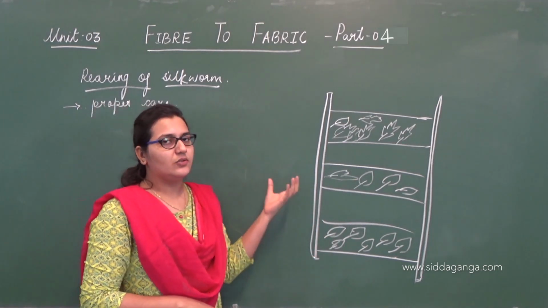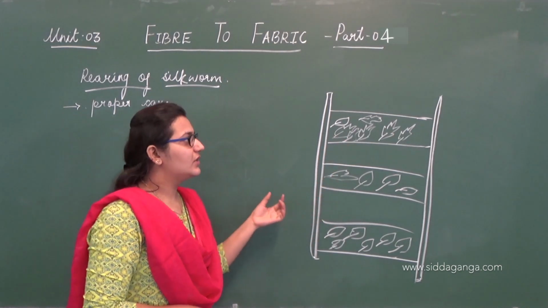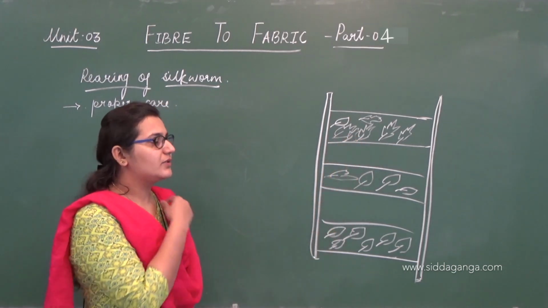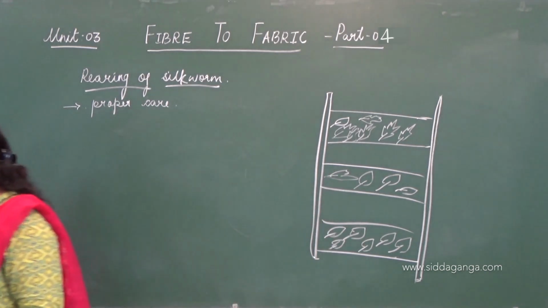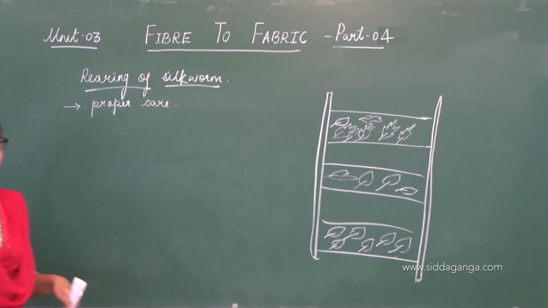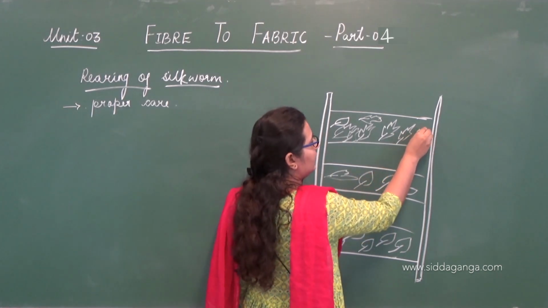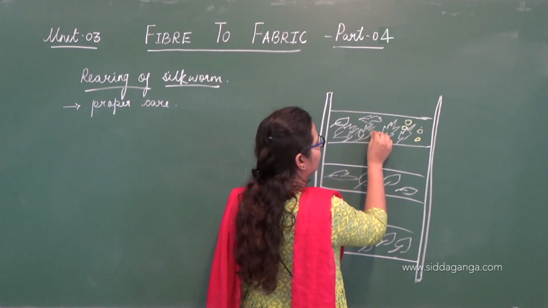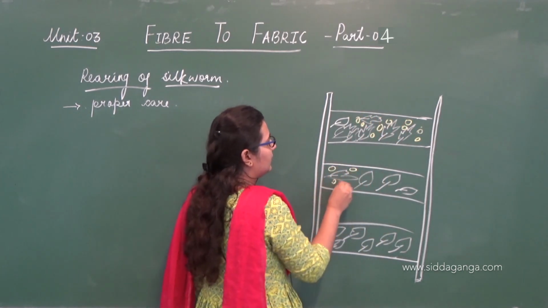In the units we have these bamboo trays, and in these trays mulberry leaves are put. So why are these leaves put here? Because there are eggs. They'll have eggs all around. These are the eggs.